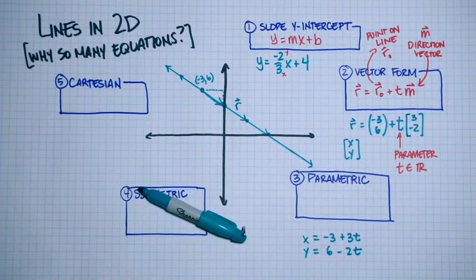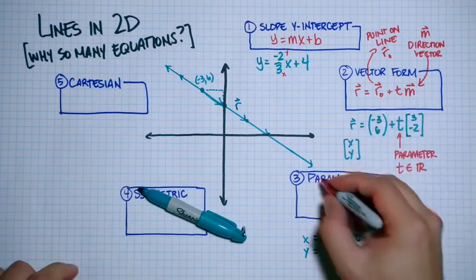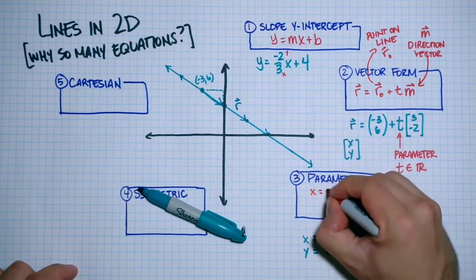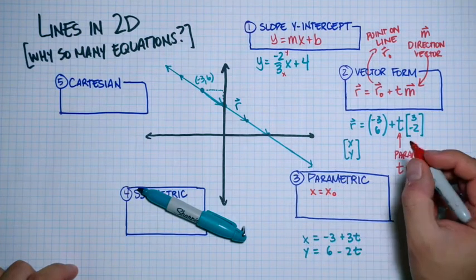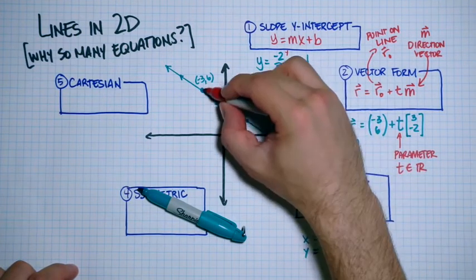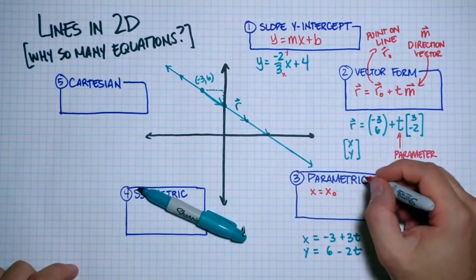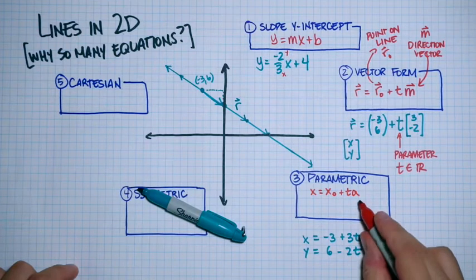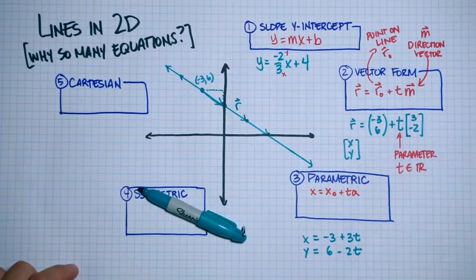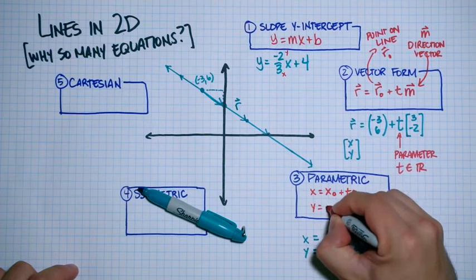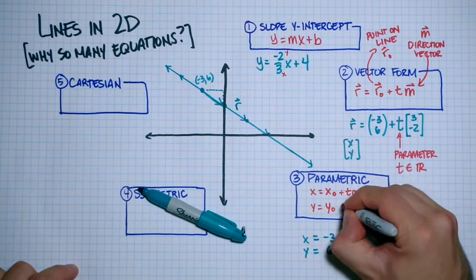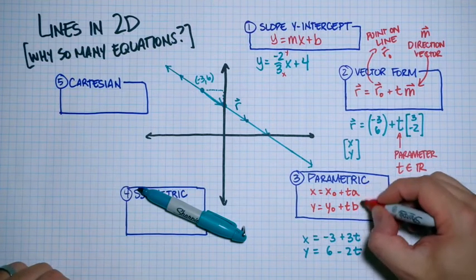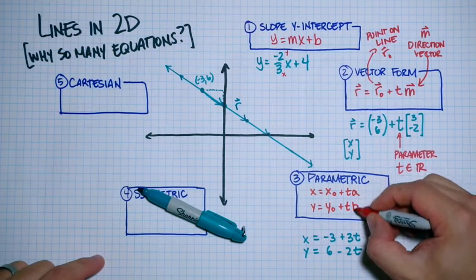So in general, the way we write that, if we just look at what this original equation is, it's going to be x equals x naught, that's always going to be our initial x value of the line, which in this case was negative 3, right? Plus t times a. A is going to be the first part of the direction vector, and y equals y naught, our starting y point, plus tb.